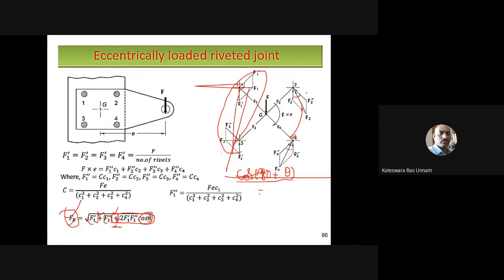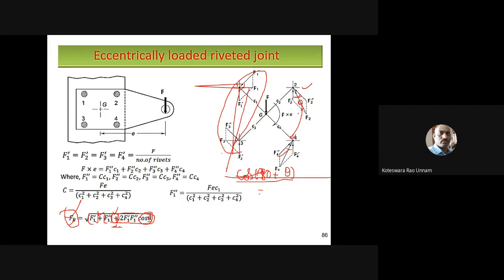So therefore either F2 or F4 is going to be the design criteria. So again, for these two rivets only I will calculate the theta value. If they are the same, then I can calculate it for only one rivet. From that I can easily calculate the resultant force, which we need to consider for designing the rivets.